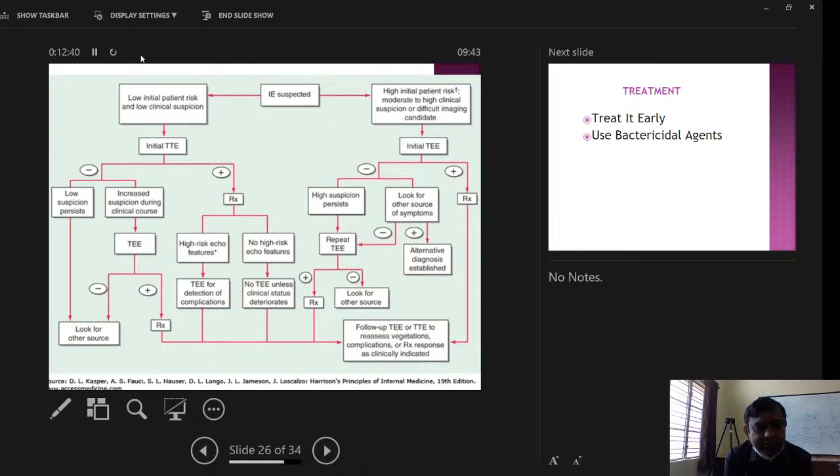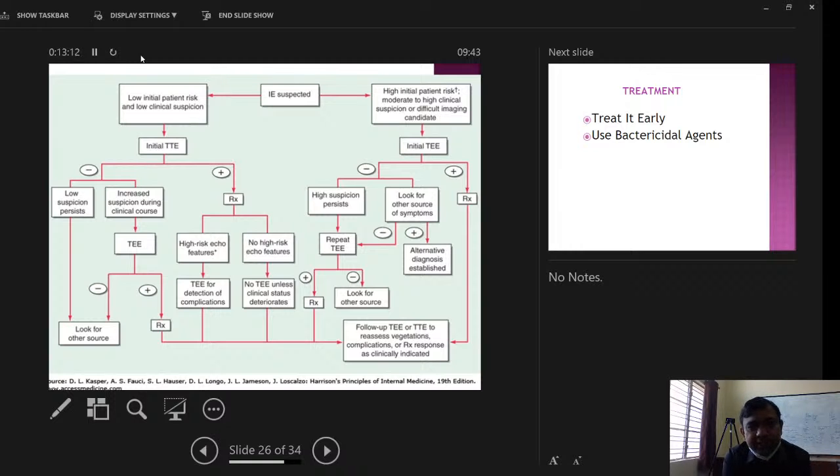If it is negative, look for other sources. If it is positive, then start the treatment. And if the initial transthoracic echocardiography is positive, then start treatment directly. If high risk echo features are present, then do the transesophageal echocardiography for detection of complications. If there are no high risk echo features, there is nothing to do for transesophageal echocardiography unless clinical status is deteriorating. It is for seeing complications only.